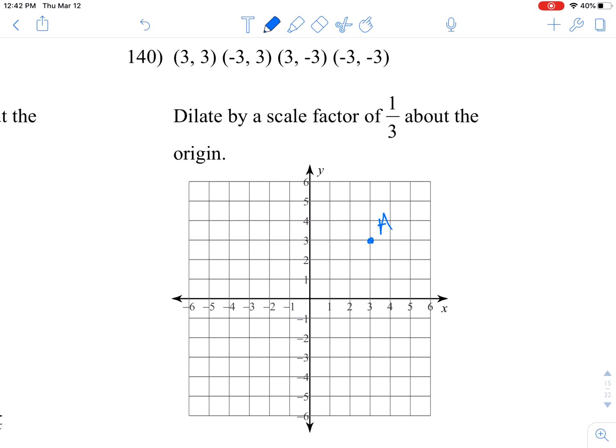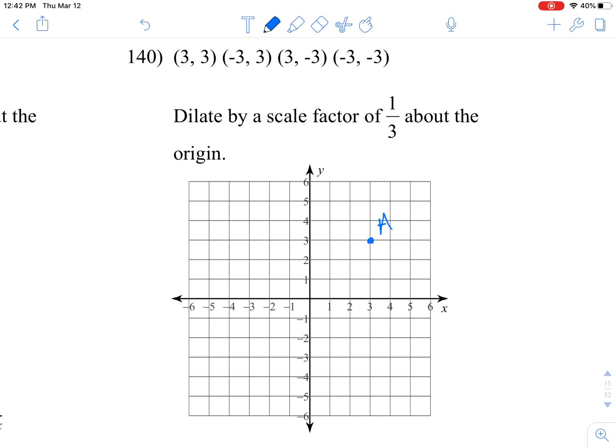And then the same thing, we're going to divide by 3. So 1, 1, negative 1, 1, 1, negative 1, negative 1, negative 1. And so 1, 1 is going to be here, which I'll do in red so we can see the difference. Label it A prime. Negative 1, 1 is here. We're going to label it B prime.